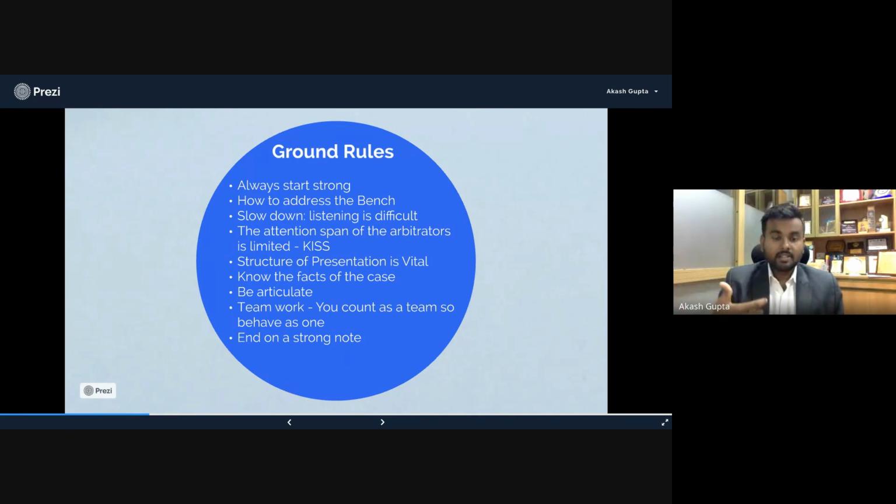Okay. But it also depends whether the setup allows you to sit and argue so that you can do this. One is, of course, helping your partner when the partner is not able to answer or needs your help. Okay. So the last part is end on a strong note. Now, what does this mean? It means that what you need to do is, just a second.